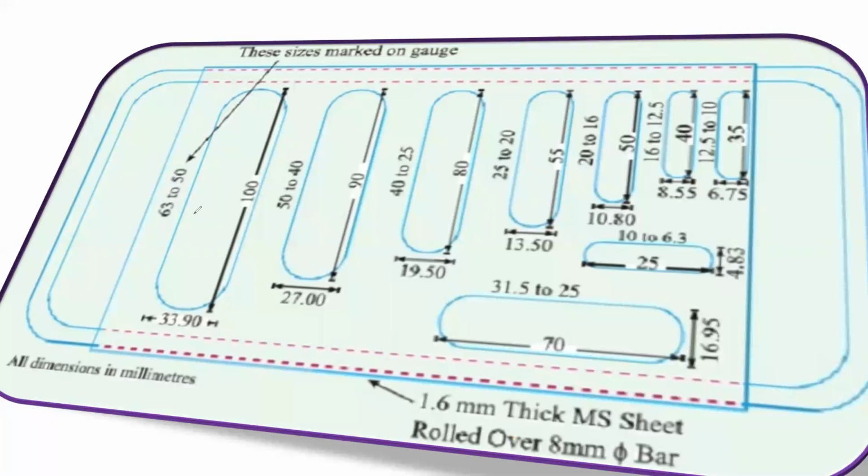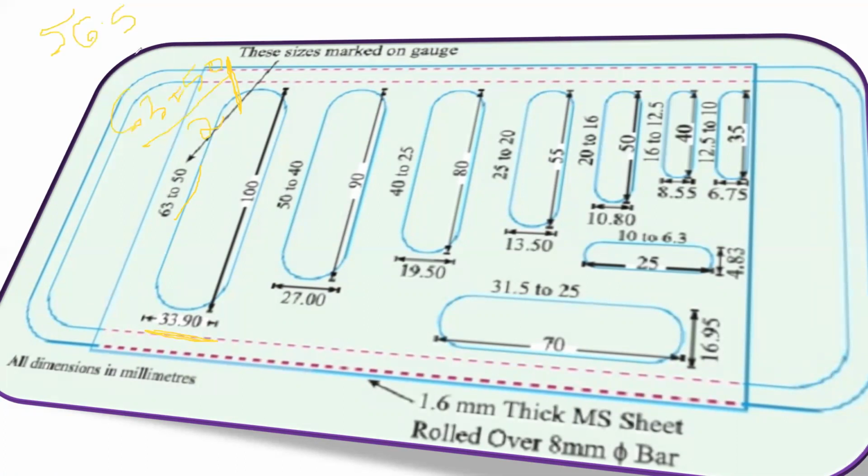This particular slot is for the 63 to 50 mm size of aggregate, right? And how did this 33.9 come? You add 63 plus 50 and divide it by 2, because I have to take the mean size. That is 63 plus 50, divided by 2. I'm getting 56.5. 56.5 is the mean size of this.